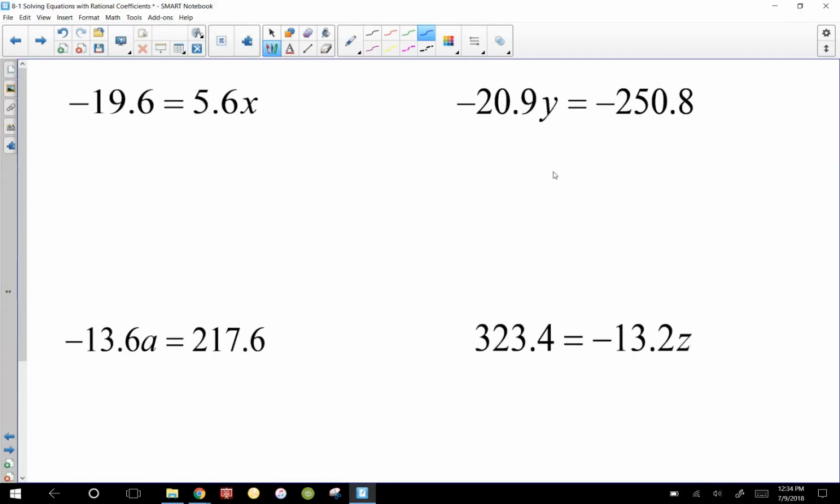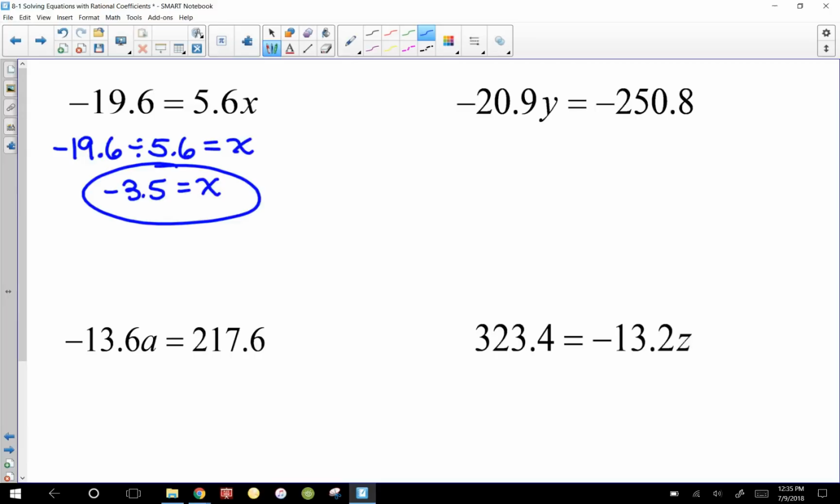So let's take a look at several examples here. The first one, negative 19.6 is equal to 5.6 times x. Well, if that statement is true, then another statement in that fact family using the inverse operation, negative 19.6 divided by 5.6 will equal x. And if you calculate that, you get negative 3.5 is x, and there's our solution.